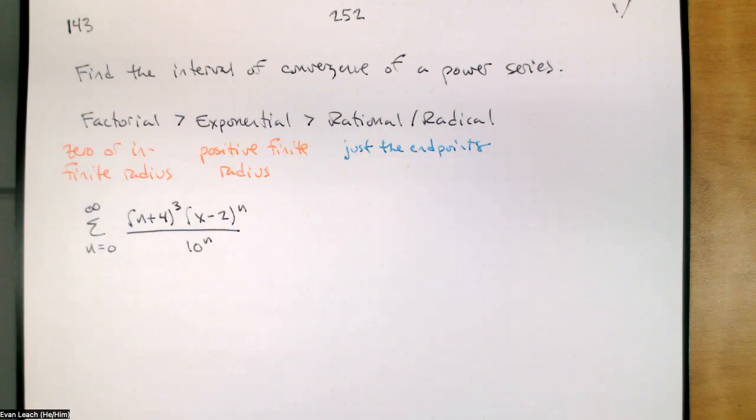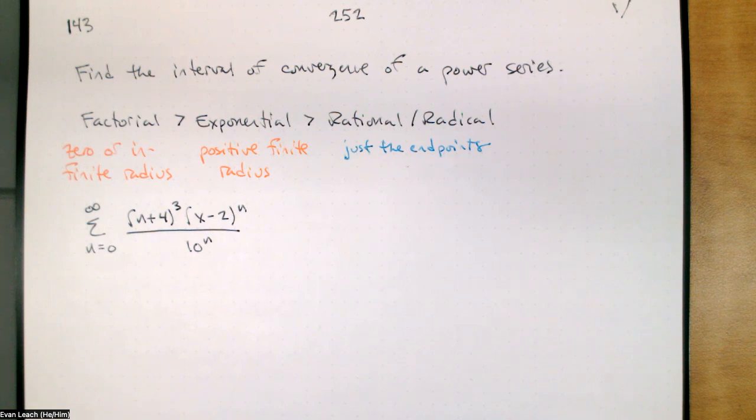Your rational and radical factors will just be what you use to determine what's going on at the endpoints. Your exponential factors will help you determine what the positive finite radius of convergence is. And your factorial factors are when you're going to suspect that there will be an infinite radius of convergence or a zero radius of convergence.